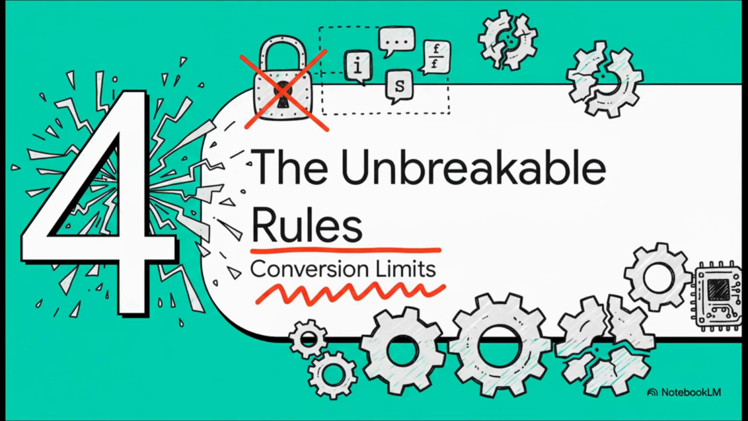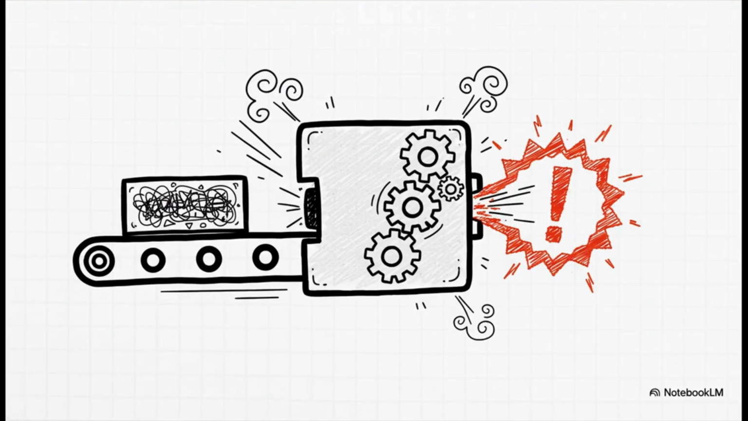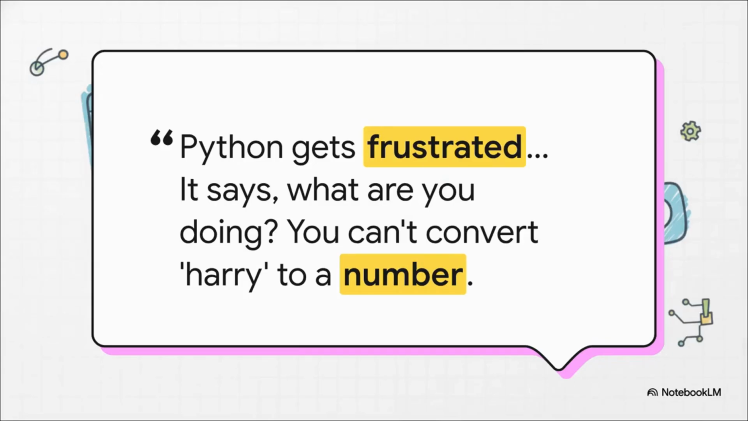However, and this is a big however, this power has its limits. You can't just convert anything into anything else. If you try to break the logical rules of data, believe me, your program is going to break right along with it. For example, what do you think would happen if you told Python to convert a word like Harry into an integer? It's a ridiculous request, right? There's just no logical number equivalent for that string of letters. And boom, your program crashes and spits out a value error.